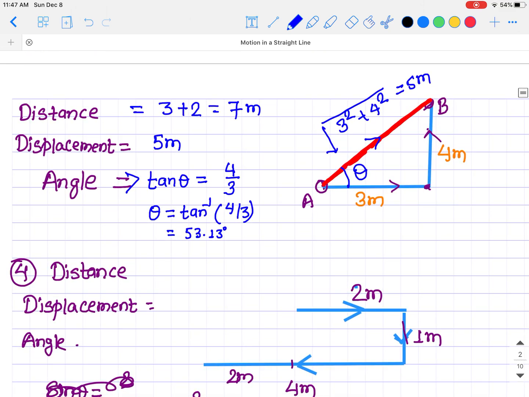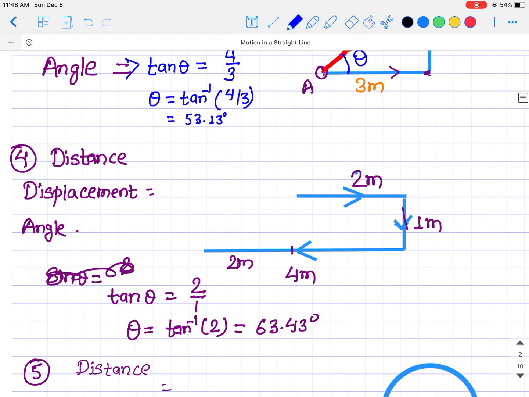That means the particle moves from point A to point B at an angle of 53.13 degree with respect to the horizontal line, and it has moved 5 meter. That's how you get from point A to point B.